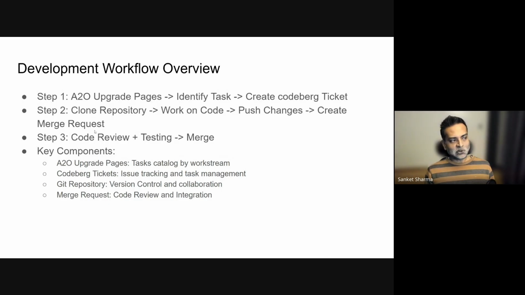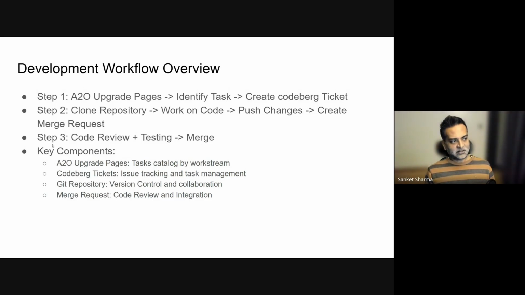This is your local setup. I'll get into the instructions and details in just a bit. So the second step is basically cloning the repository on your local machine or your local Windows Subsystem for Linux container. Work on the code base, push changes, and create a pull request in the repo. Step 3 is where we will review the code as a team, do some testing, and merge the code back into the repository.